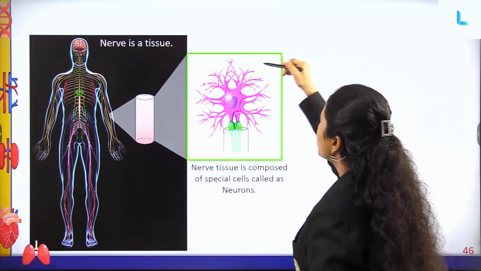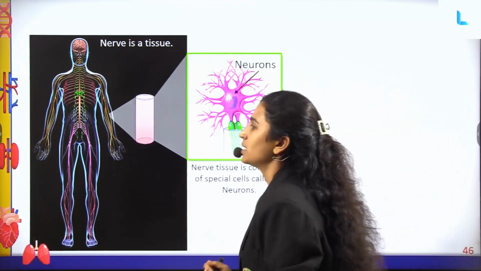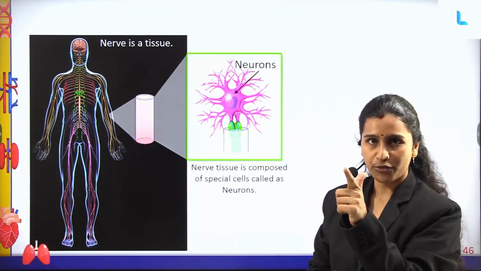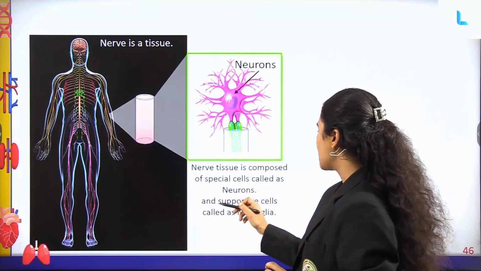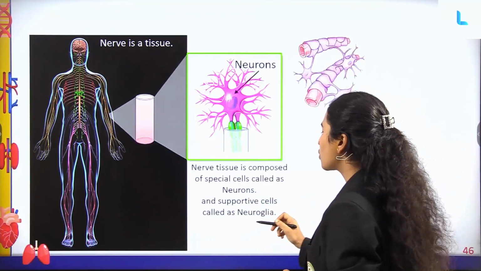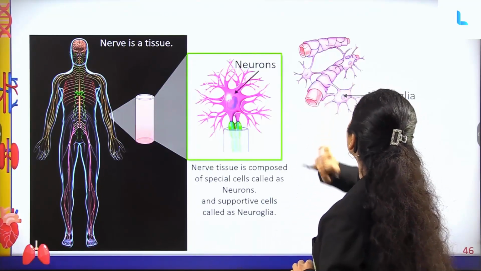So these cells are the neuron cells. Nerve cells are the neuron cells. Remember, there is a difference between neuron and nephron. Okay, nephron is present in the kidney and neuron is a nerve cell. And supportive cells called the neuroglia cells. Neuroglia. So these are the supporting cells.